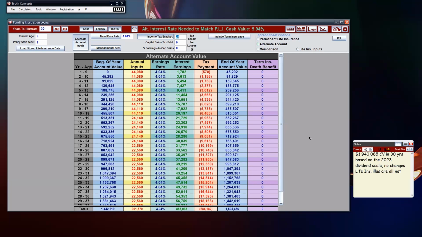Now, in order to have this keep up, we can see up there at the top, it tells us that we would have to earn 5.94% every year to be equivalent to the 4.04 that we're seeing in the life insurance policy. So let's test that and see if it's true.